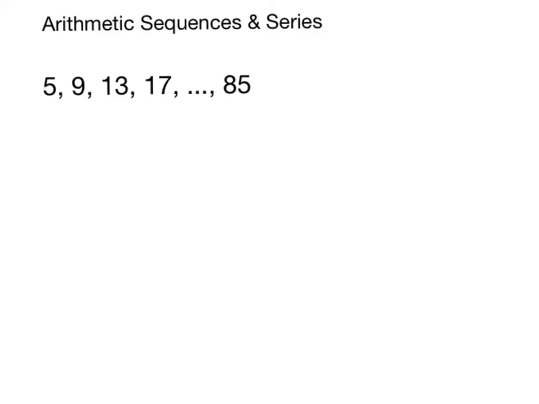Hello and welcome to this video on arithmetic sequences and series, a nice easy C1 topic with some difficult notation to make sure you know. So we've got a sequence like this one. In this sequence we can see that to get from 5 to 9 we add 4. To get from 9 to 13 we add 4. To get from 13 to 17 we add 4. And finally we add 4 to get to 85.